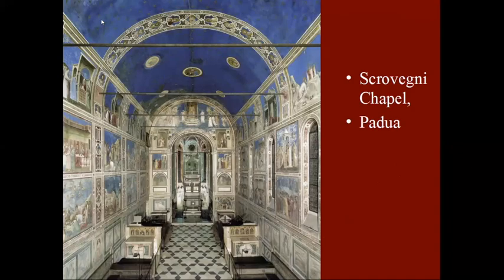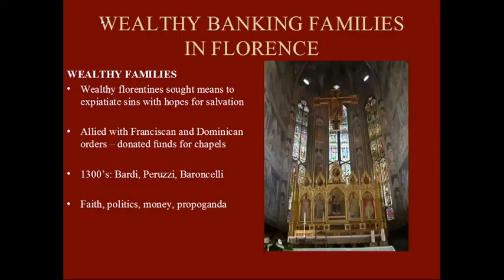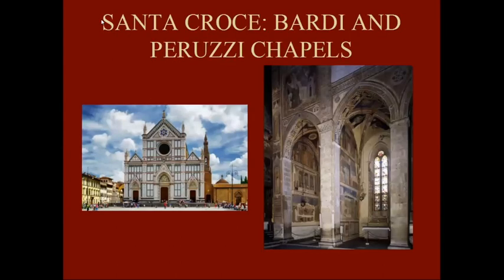So what were these families trying to do? The wealthy banking families in Florence were seeking means to expiate their sins for the hope of salvation. They were allying themselves with Franciscans and Dominicans, donating funds for chapels like the High Altar of Santa Croce. So the Bardi, Peruzzi, Baroncelli, who were lending money at sometimes 20 to 30% interest, who were usurers, through faith, politics, money, propaganda, whatever, the chapels that they were trying to decorate, like in Santa Croce, the Bardi and Peruzzi chapels, were basically trying to expiate their sins, to use their money in a good way.